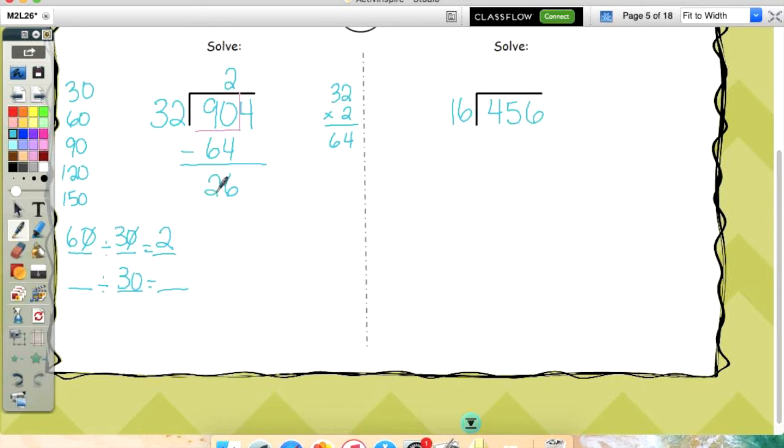I regrouped in my head, so tell me if I did it right. Yeah. Okay, good. Okay, we ready? Is 26 less than 32? Yes. So bring down 4. 4. Now I have to go higher.